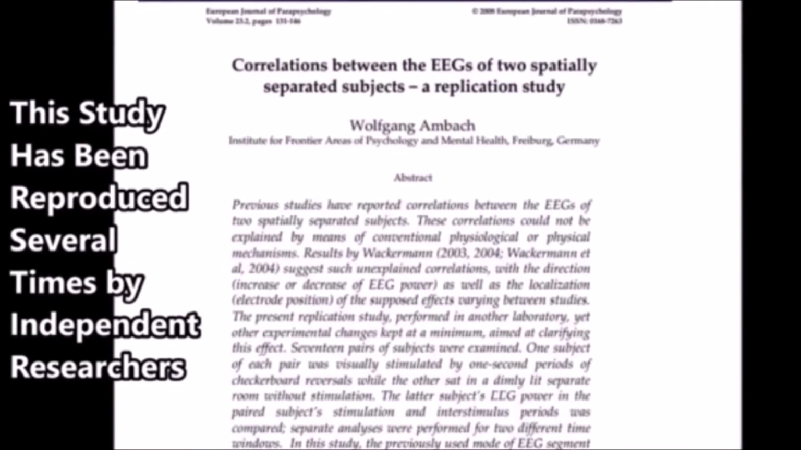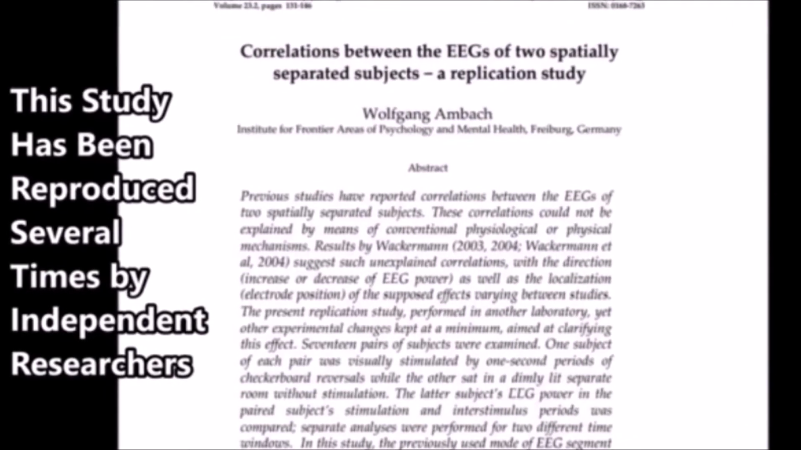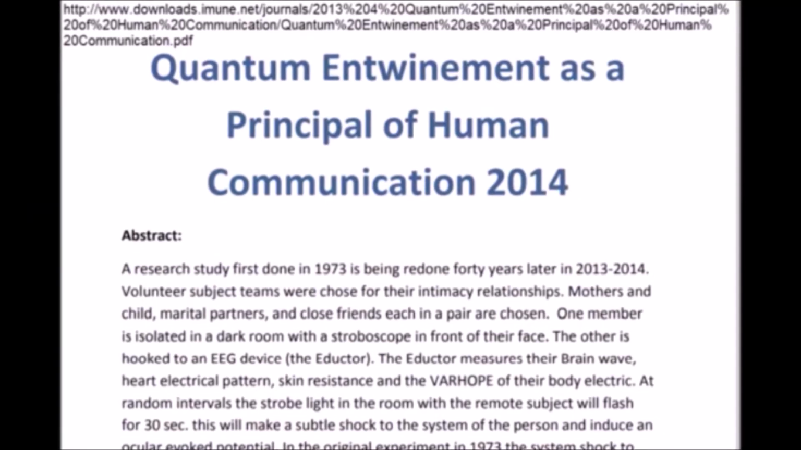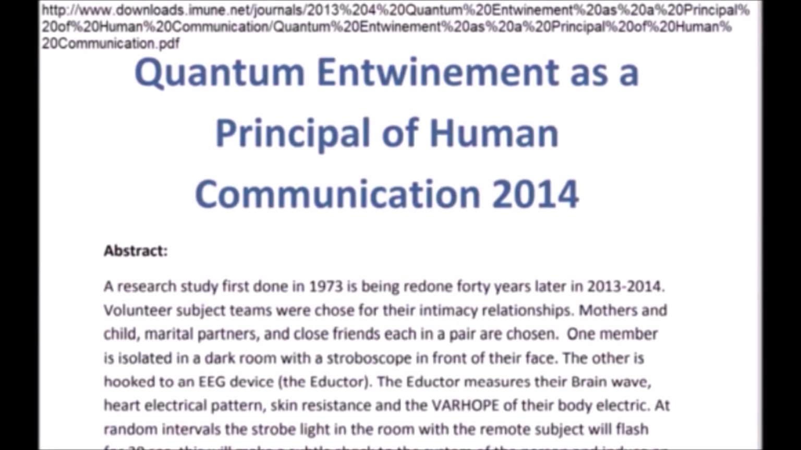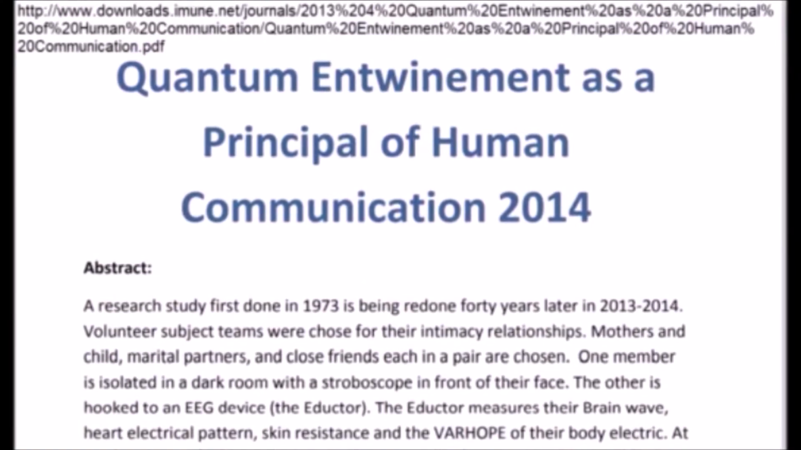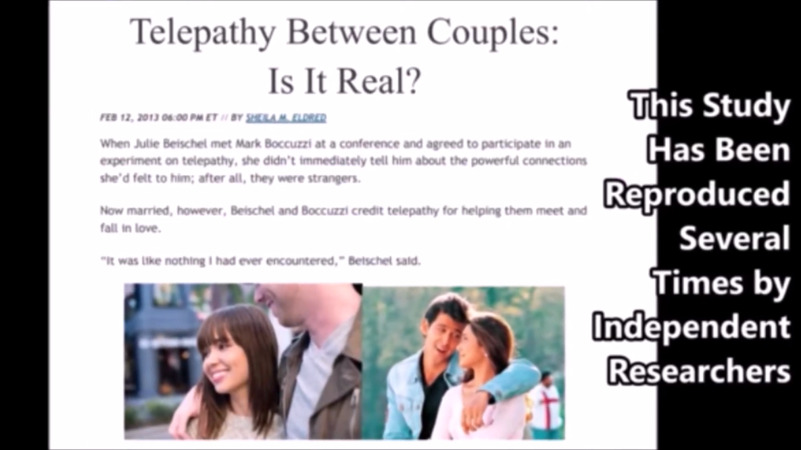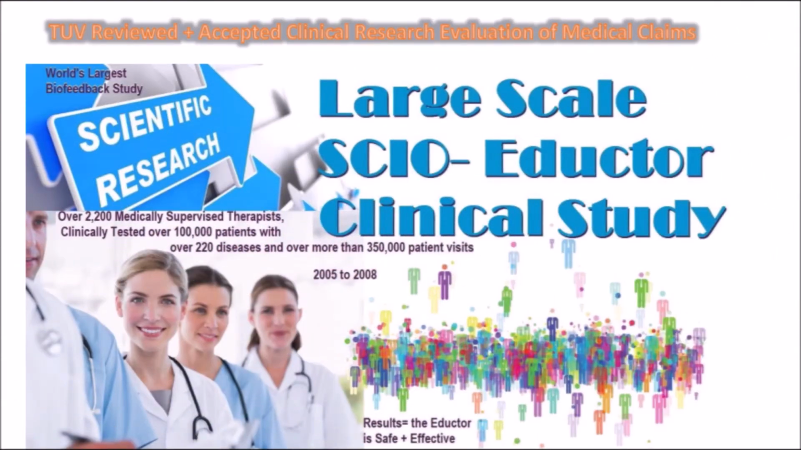Back in 1974 and reproduced in 2014, we were able to reproduce the studies showing an entwinement of people in their brainwave, the principle of entwinement communication. We were able to show that couples at a distance could communicate. But then we decided to do a large-scale study where we employed over 2,200 therapists who ended up doing over 100,000 patients with over 350,000 patient visits. They sent their data in. Some of this was double-blind, so we were able to get a very good perspective.